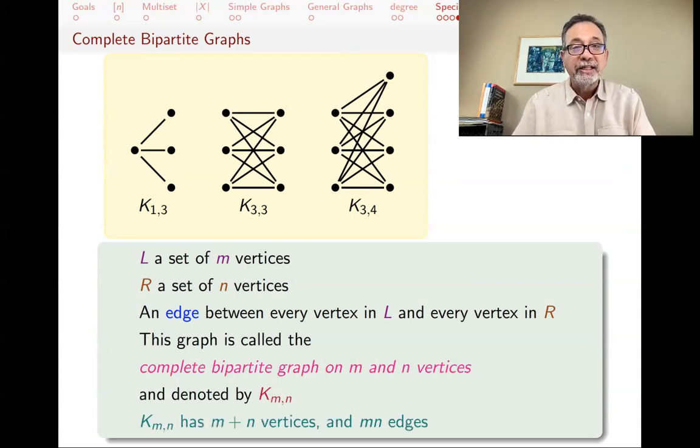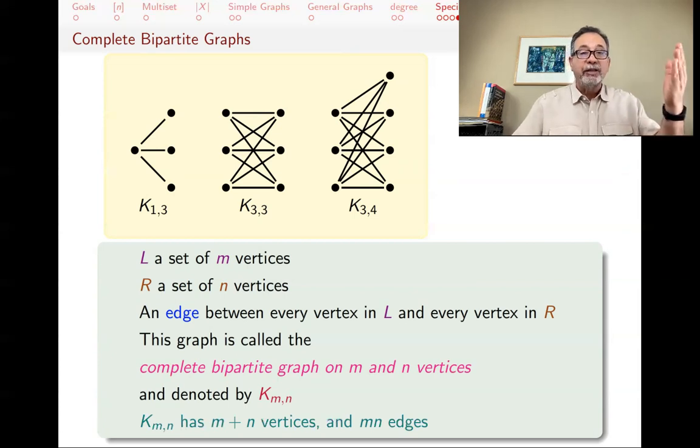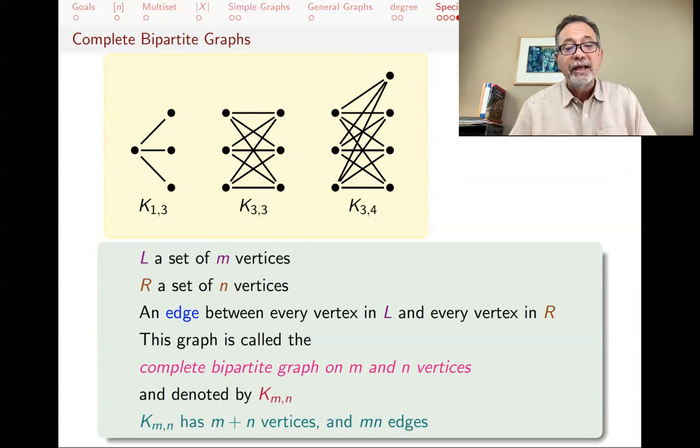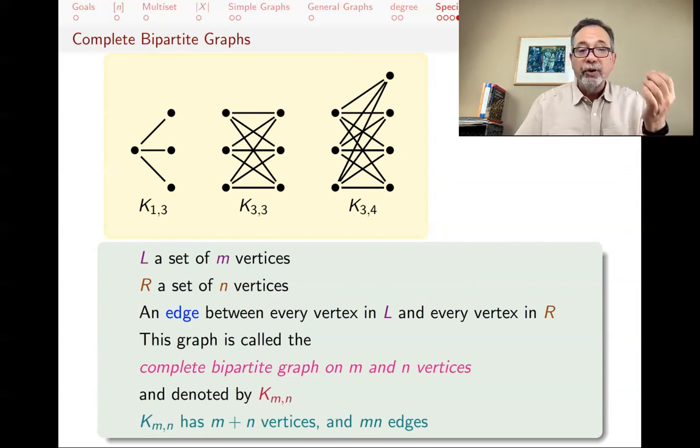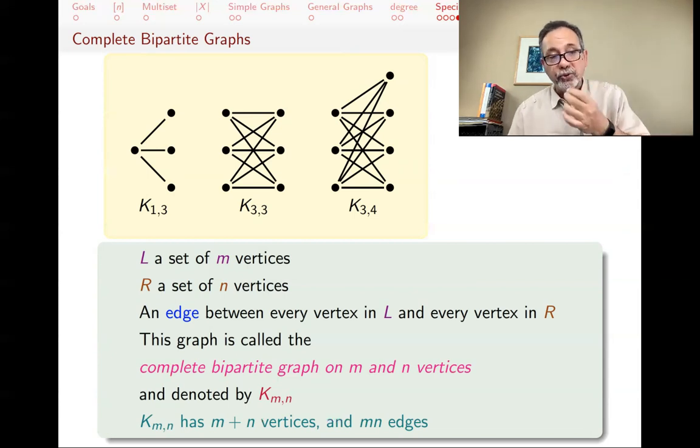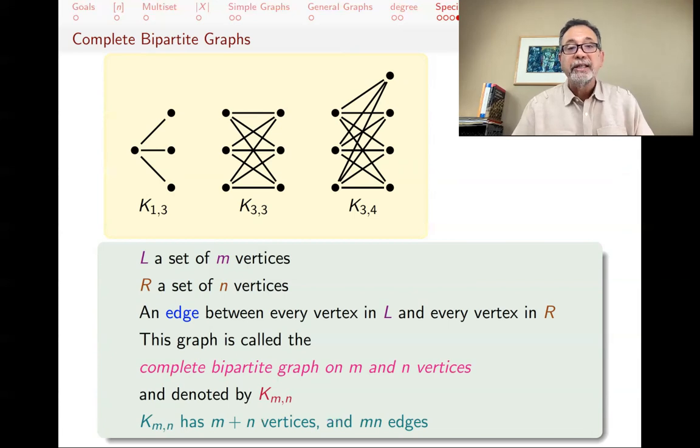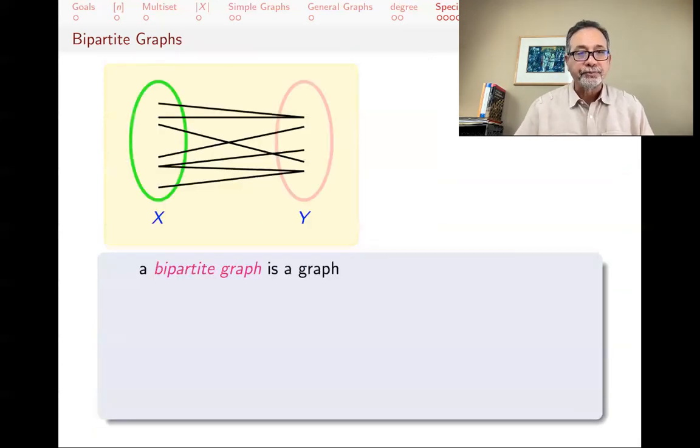Now, how many vertices does it have? It has M plus N, because there's M on the left, and N on the right. And how many edges? Well, every one of the vertices on the left is connected to N vertices, and there's M of them, so MN edges. Okay, so that's a complete bipartite graph, and that begs the question, well, what's a bipartite graph that's not complete?